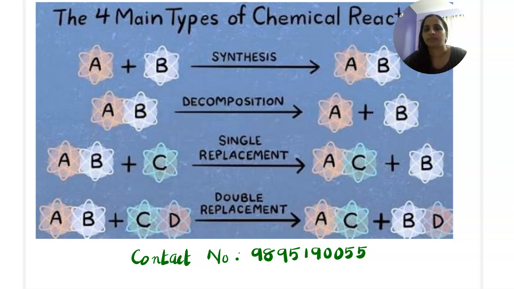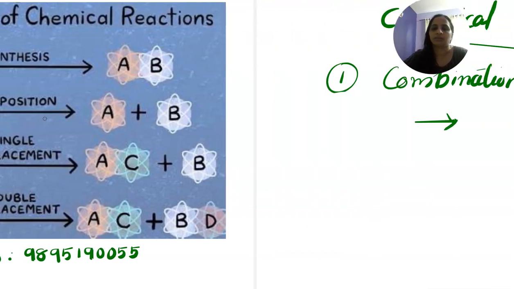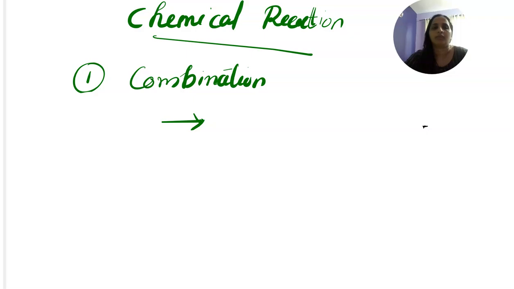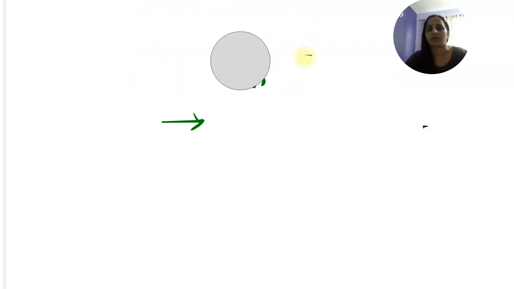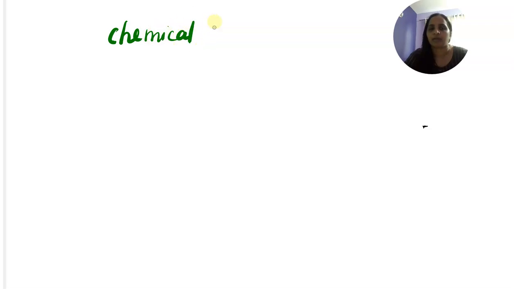Today we are going to discuss various chemical reactions in the class 10 chemistry first chapter. In this chapter you are studying various chemical reactions. So what are the different types of chemical reactions? Mainly we can classify these chemical reactions into different types. So what are these different types of chemical reactions?